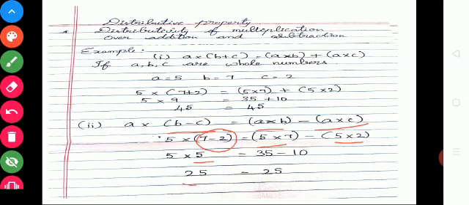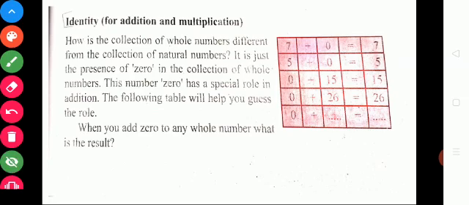5 5s are 25. And then next, 5 7s are 35. 5 2s are 10. Now do the subtraction. 35 minus 10 is 25. Okay children, this is the distributive of multiplication over addition and subtraction. Okay children, and then next, identity for addition and multiplication.